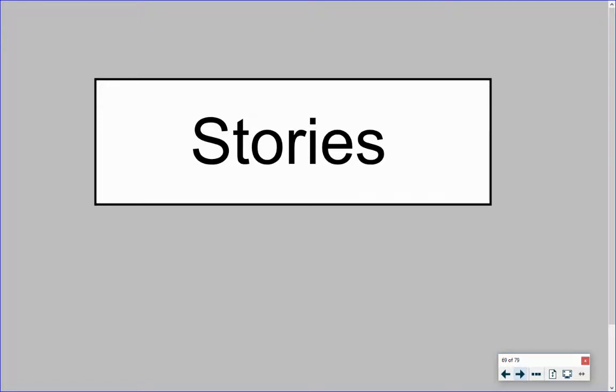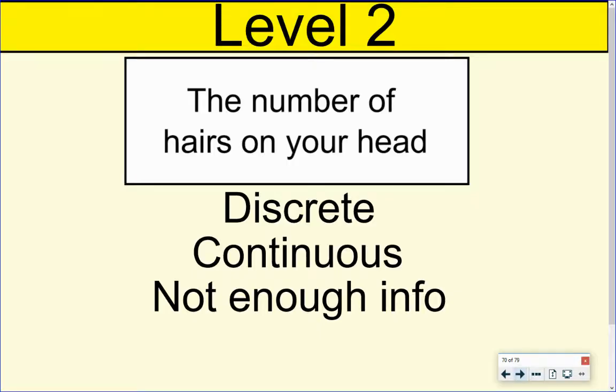Okay, let's get to our stories. This is the last type of thing that you have to decide if they're discrete or continuous or not enough information. So first, the number of hairs on your head. Remember, with a story at the beginning, it told you that it was data that was counted or data that's measured.